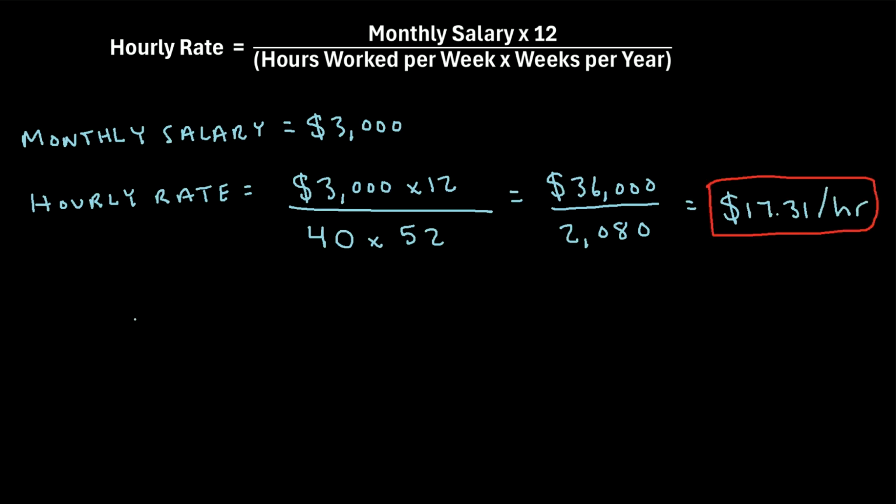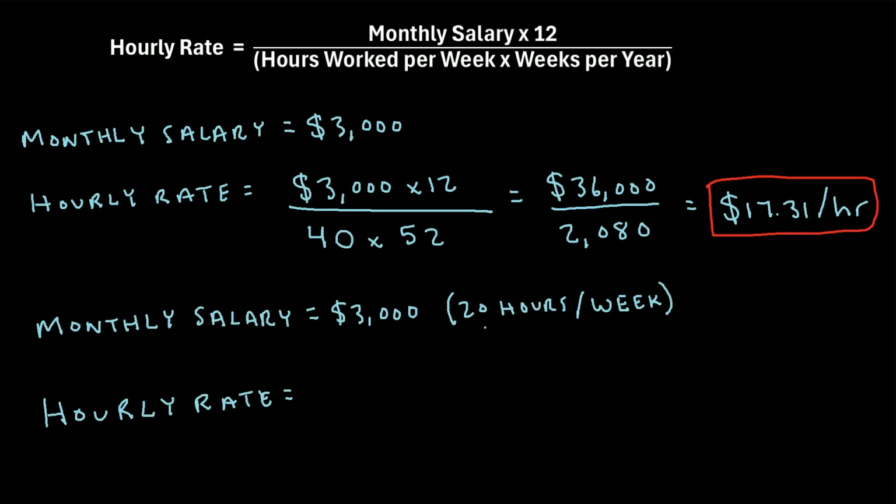Now let's consider one more scenario where let's say your monthly salary is still $3,000, but you only work part-time. So let's say you work 20 hours per week. In this scenario, we can calculate your hourly rate as $3,000 times 12 divided by, in the denominator for the hours worked per week, we're going to use 20, and then we're still multiplying by 52 weeks in a year.